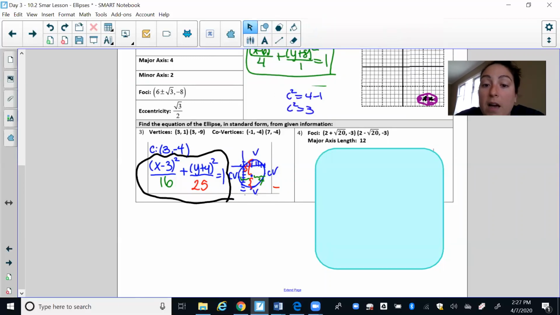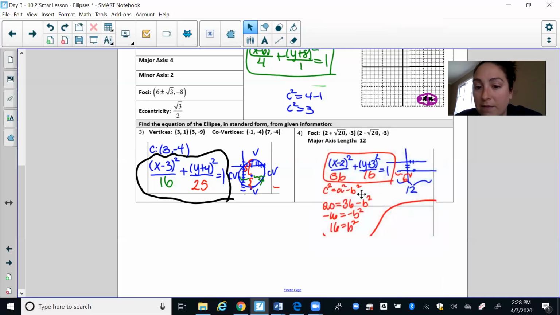All right, and then our next example, we know that the foci are at 2 plus square root 20, comma -3, 2 minus square root 20, comma -3, and our major axis length is 12. So this tells us that we are going to have a horizontal ellipse because my foci are moving to the right and to the left square root 20. So that means that my major axis is moving to the right and to the left.